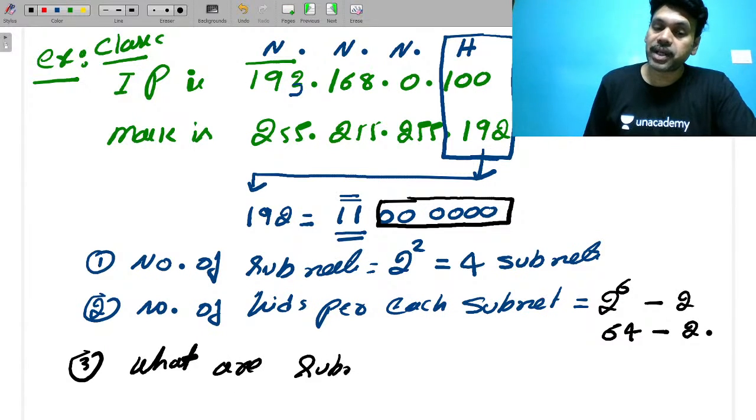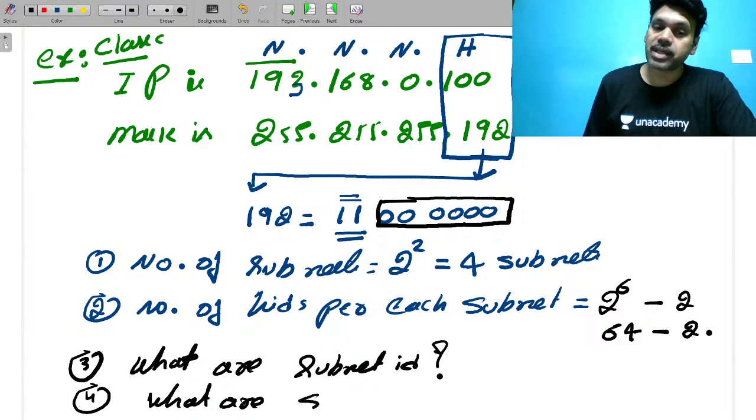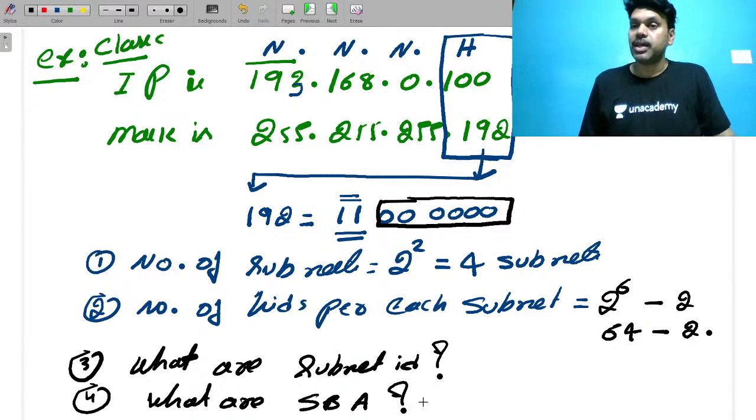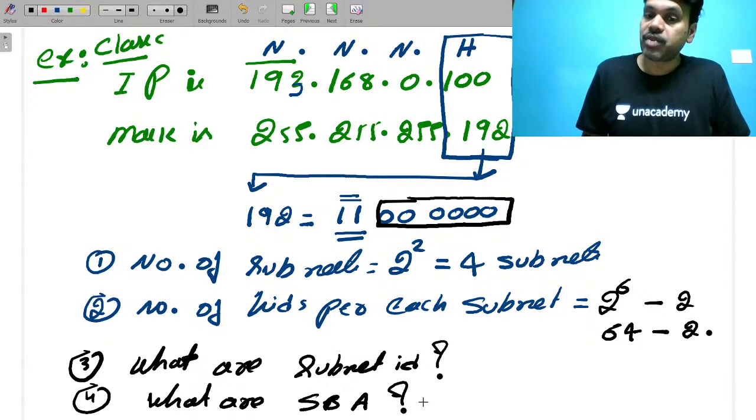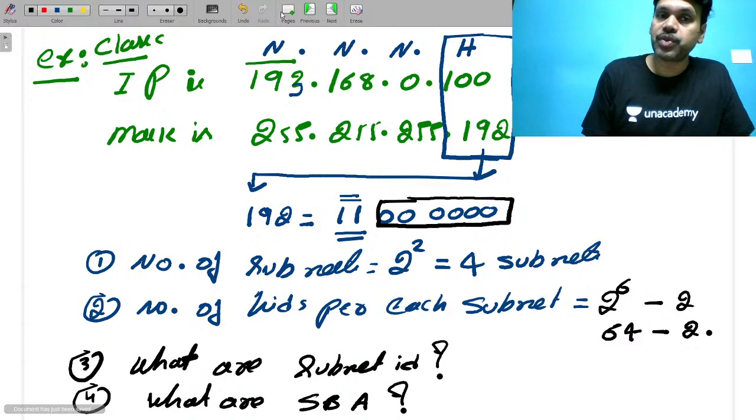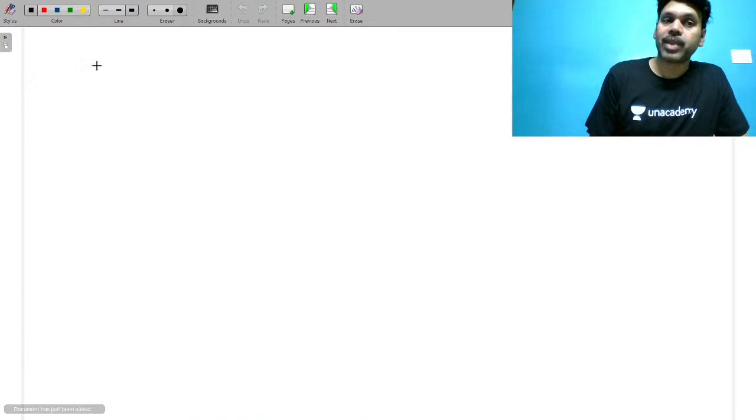What are the subnet IDs? And the fourth question is, what are the subnet broadcast addresses? SBA. Okay. Now we will find question number 3 and question number 4 like this.